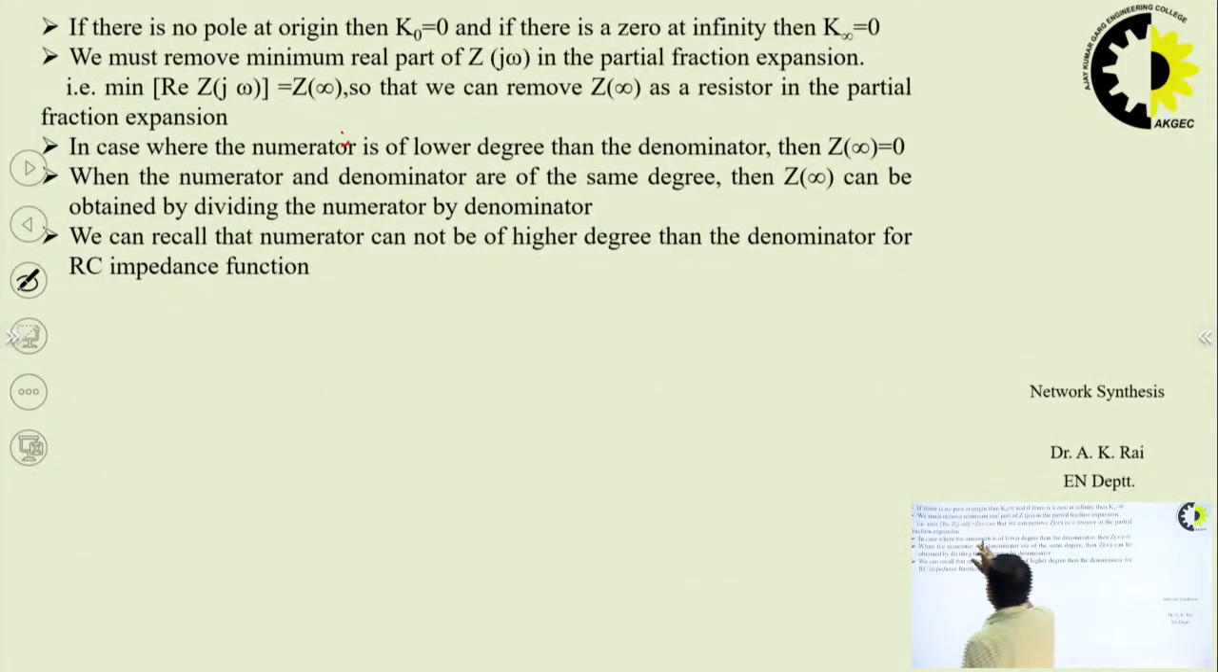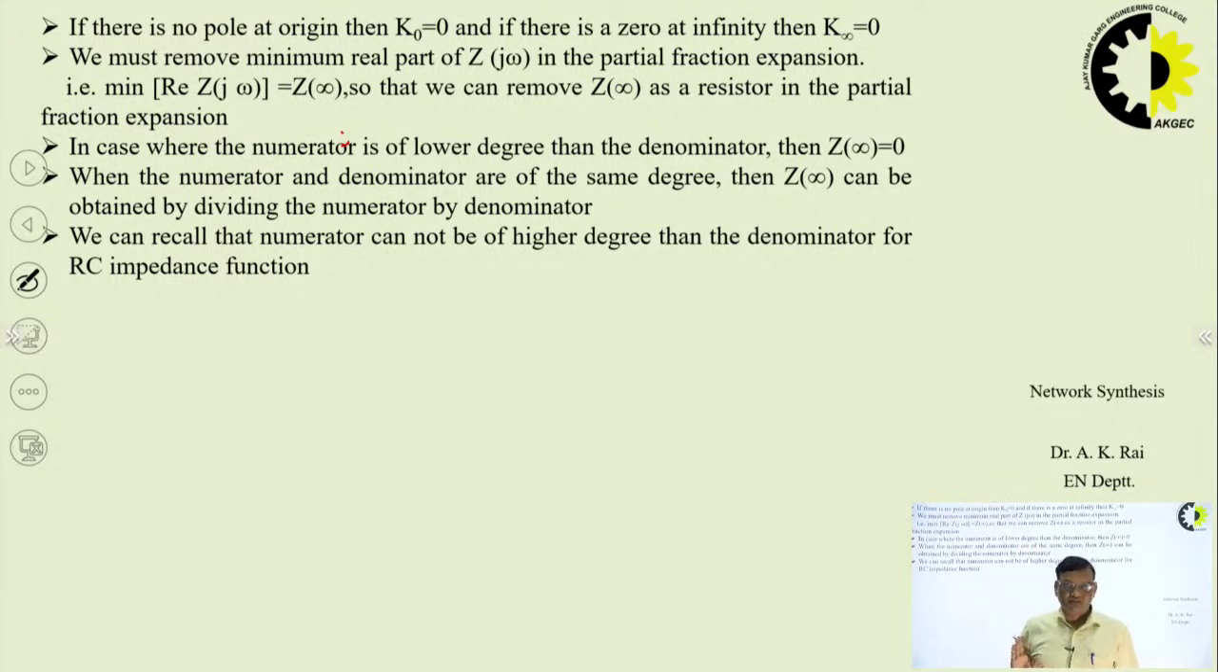If there is no pole at origin, then K0 is 0, and if there is a 0 at infinity, K infinity is 0. So we must remove the minimum real part of Z j omega in the partial fraction expansion. That is, minimum of Z j omega is equal to Z infinity as a resistor in the partial fraction expansion.